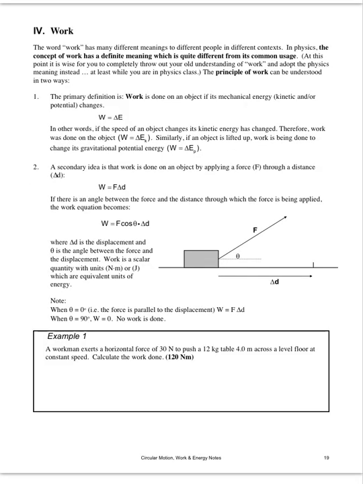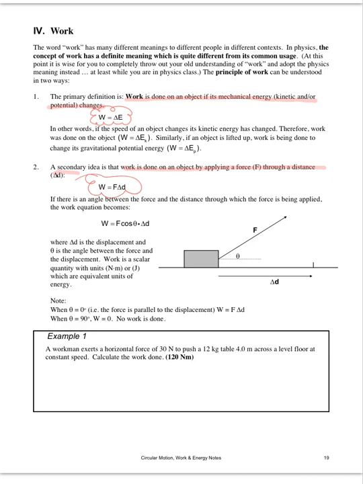All right, so work has a few different meanings, but what we're going to look at is the primary definition here in physics. Work is done on an object if its mechanical energy, so kinetic or potential, changes. This is a big idea. Work is equal to the change in energy. So if I lift an object up, I have transferred potential energy. I have given it potential energy by lifting it and putting it on a shelf where it could potentially fall. Work is done by applying a force through a distance.